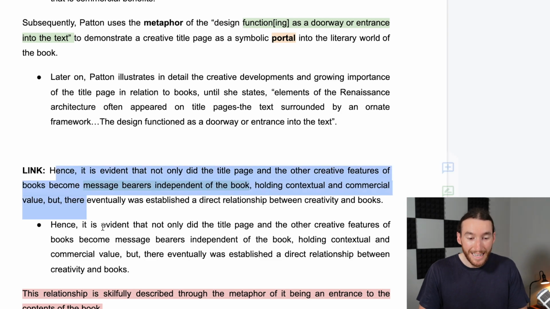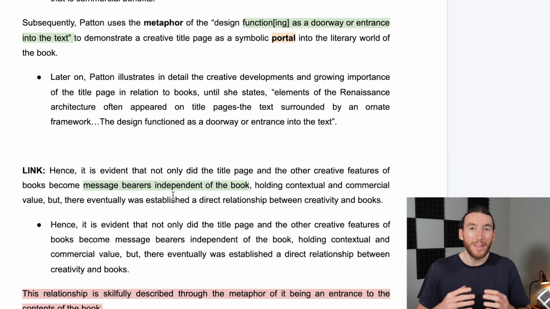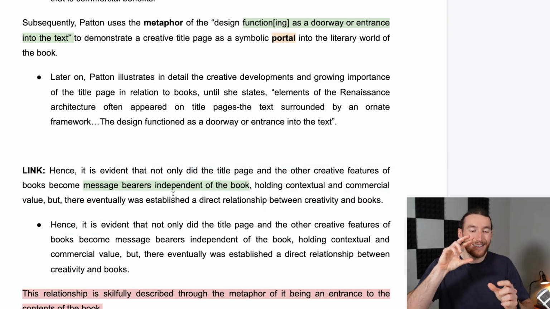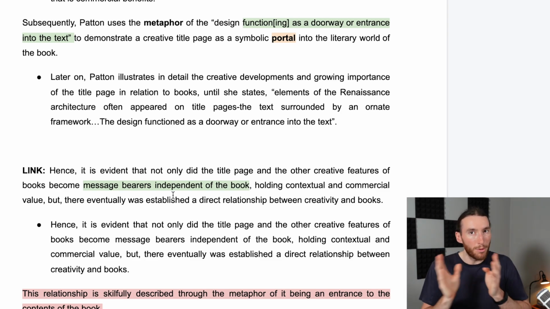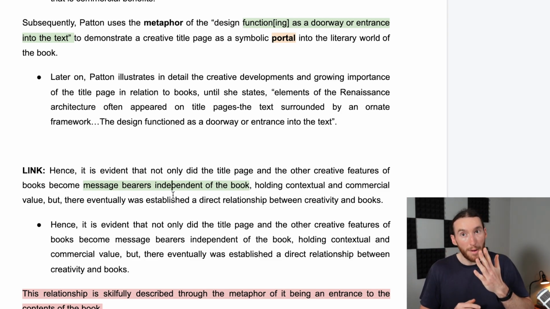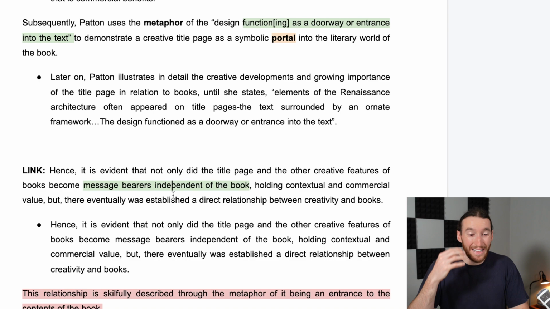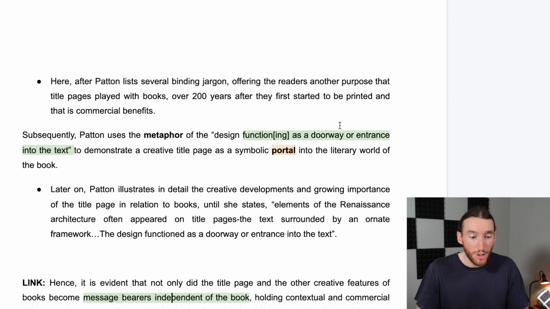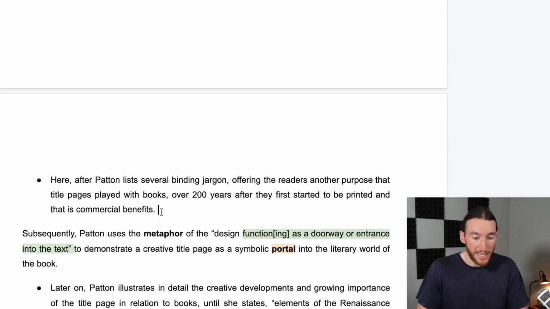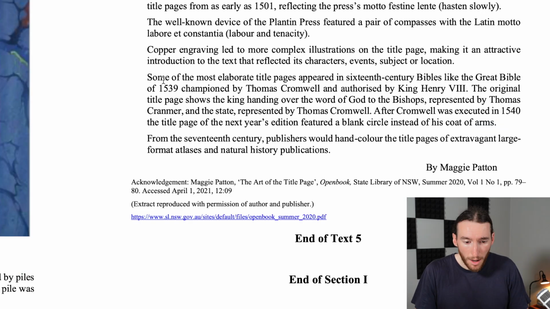We do have the link here, which is a good link. But I would argue that even though you might think that's 5, it doesn't correlate directly in terms of the number of sentences, because even though it's a 5 marker, we want to have 6 sentences. We need that 4th piece of evidence. So just to rewind and show you one other piece of evidence that the student could have included, I think this bit's important down here where it says some of the most elaborate title pages appeared in 16th century Bibles, like the Great Bible of 1539, championed by Thomas Cromwell and authorized by King Henry VIII.